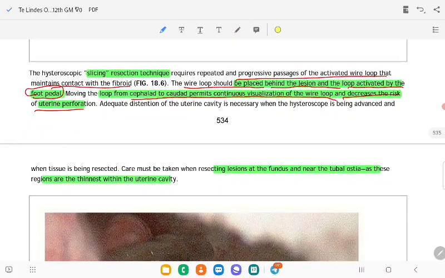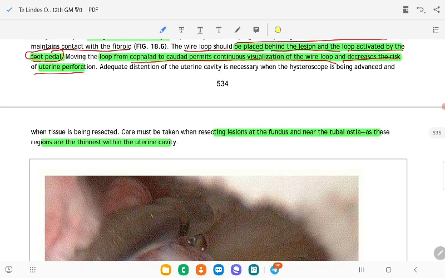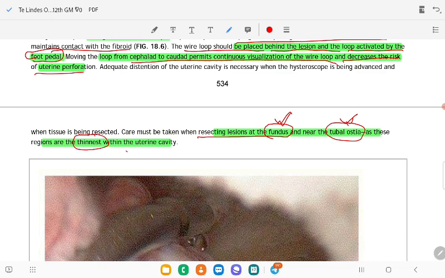If you adequately distend the uterine cavity, it is necessary to advance the hysteroscope as the tissue is resected. Care must be taken to resect the lesion at the fundus. Remember, while you are doing the resection at the fundus and near the tubal ostia, these two points are very thin, the thinnest regions within the endometrial cavity. So be careful at these points: the fundus and the tubal ostia.